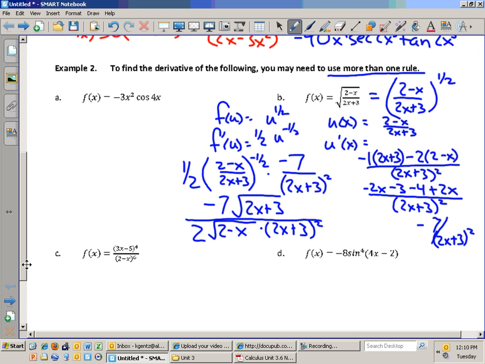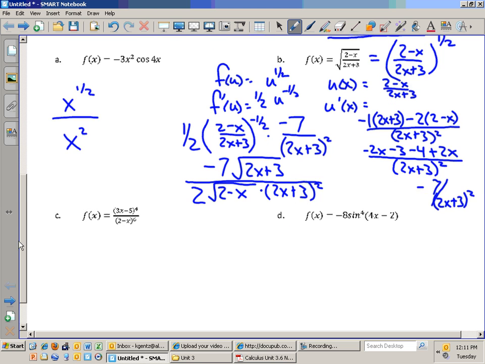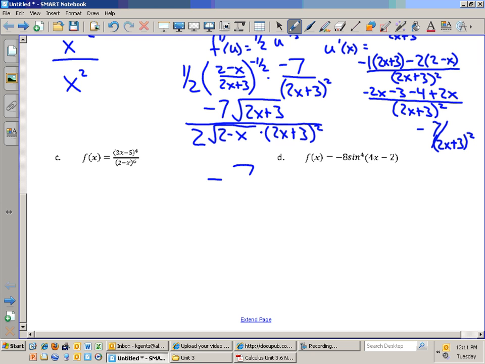But there is one small piece left. See the 2x plus the 3? Those are common bases. It would be like if you had x to the 1/2 over x squared. What can you do to your exponents? You can subtract them and get 3/2 in the denominator. So what you really want here is negative 7 over 2 square roots of 2 minus x times 2x plus 3 to the 3/2 power. That would be sufficient.